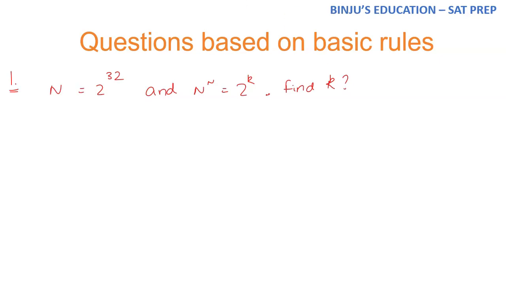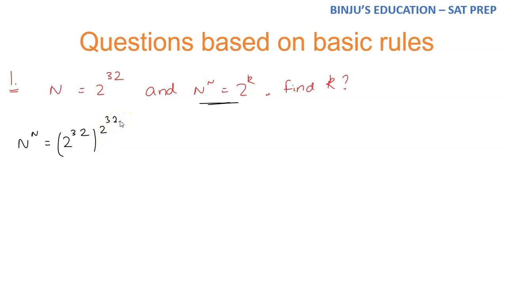Alright, so I believe you must have tried this one. So let's see what we can do with this one. So I have n to the power n, which is equal to 2 to the power k. So I can write n to the power n as 2 to the power 32 whole to the power 32.